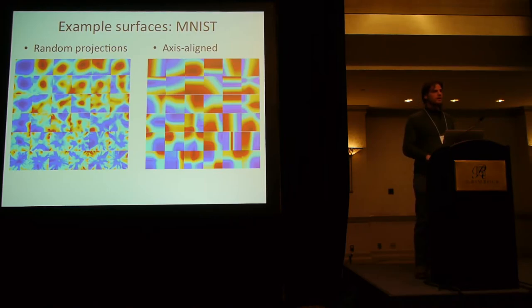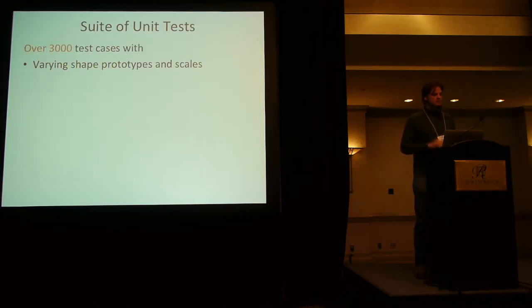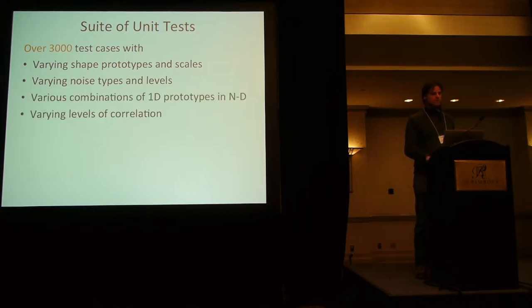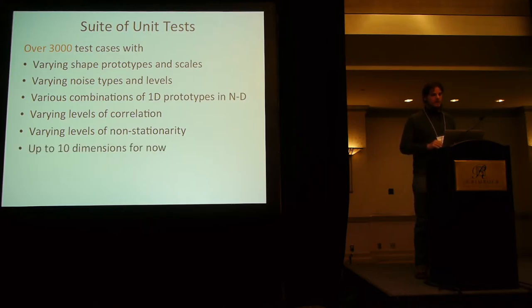For now, we're staying in a relatively small number of dimensions for the unit tests. To summarize, we now have about 3,000 test cases where we vary shape, scale, noise, type of noise, combinations, correlation, and what kind of non-stationarity we impose on top of that, and up to 10 dimensions.